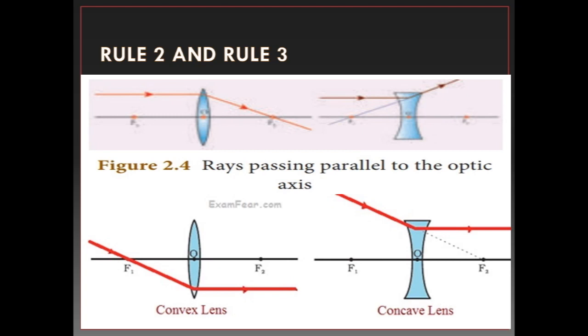In the second one, the ray of light is passing and it is diverging. Okay, now rule 3.